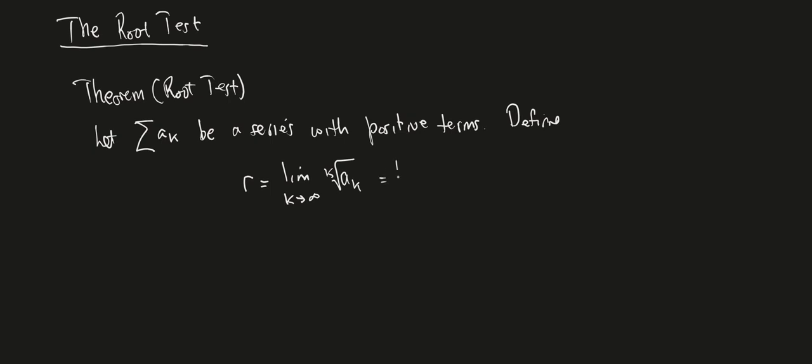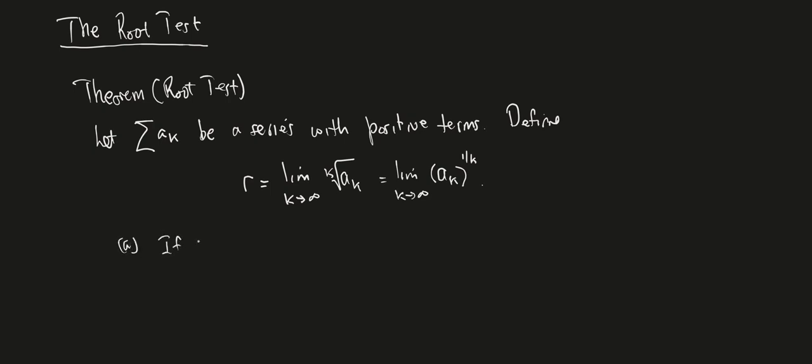And let me write that in another way. So this is the limit as k goes to infinity, and remember, every root can be written as a fractional power. So if it helps you to think about the setup in this form, then go right ahead. You're going to take whatever the general term of the series is, raise it to the 1 over k power, and then take a limit, and that will give us this quantity R.